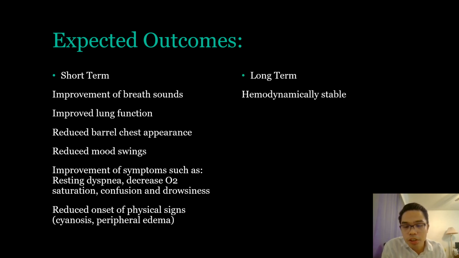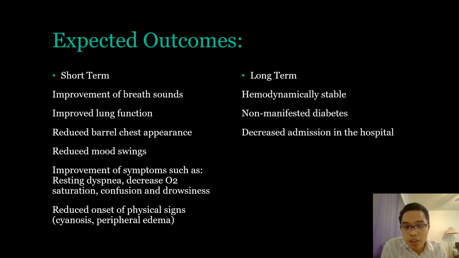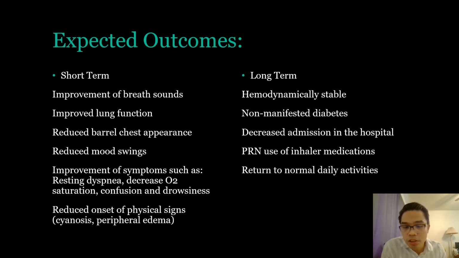Long term: the patient would be hemodynamically stable, non-manifested diabetes, decreased admission to the hospital, PRN use of inhaler medications, return to their normal daily activities, improved PFT results. The patient would still show an obstructive result, but it doesn't mean that the PFT results of this patient would be back to normal. It would still indicate an obstructive result, but it significantly improved quite a bit compared to the previous PFT results.